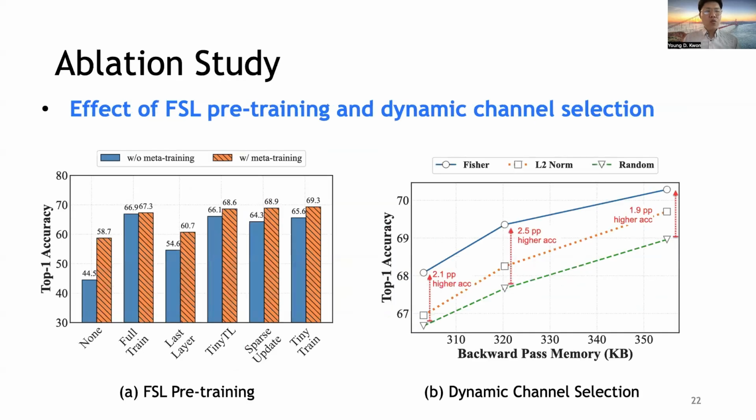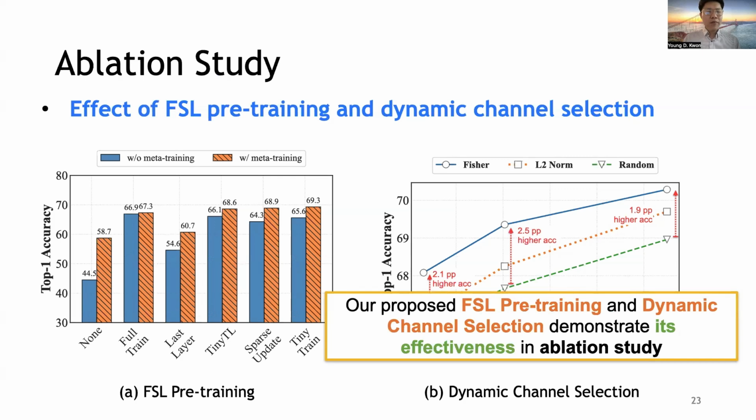In addition, we performed an ablation study to investigate the effectiveness of the few-shot learning pre-training component and the dynamic channel selection component of our TinyTrain. The results demonstrate that our proposed few-shot learning pre-training and dynamic channel selection show robust improvement in terms of accuracy.